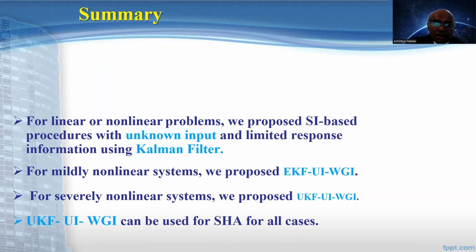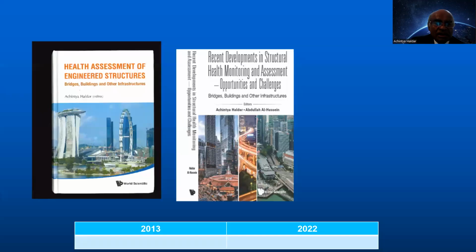So to summarize, we propose several novel concepts, including our iterative least square, unscented Kalman filter, and extended Kalman filter. At the beginning of the inspection, we don't know what kind of nonlinearity you are going to have. So we would recommend always using the unscented Kalman filter for structural health assessment.